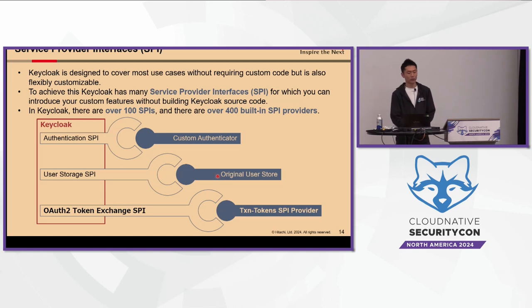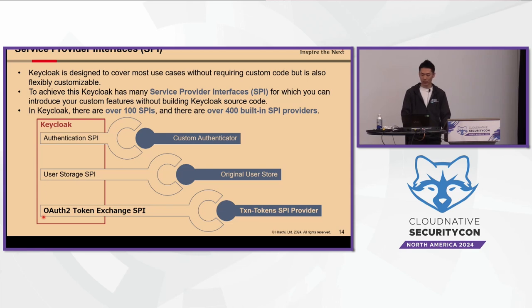And next, I'd like to introduce Keycloak's flexibility. Keycloak is designed to cover most use cases without requiring custom code, but is also flexibly customizable. To achieve this, Keycloak has many service provider interfaces called SPI, for which you can introduce your custom features without building Keycloak source code. For example, there is the authentication SPI, in which we can introduce custom authenticators to introduce original authentication methods. And also there is a user storage SPI, with which we can manage users in an original user store.